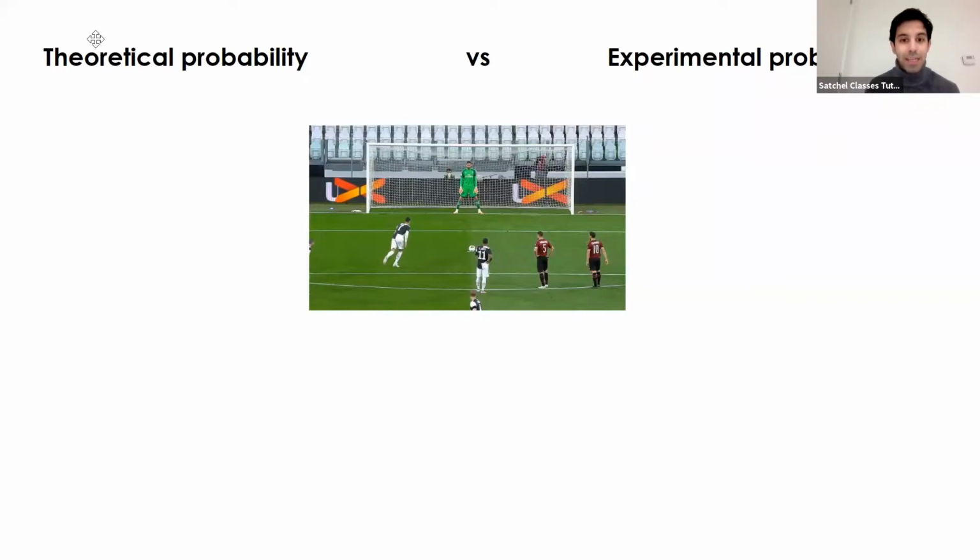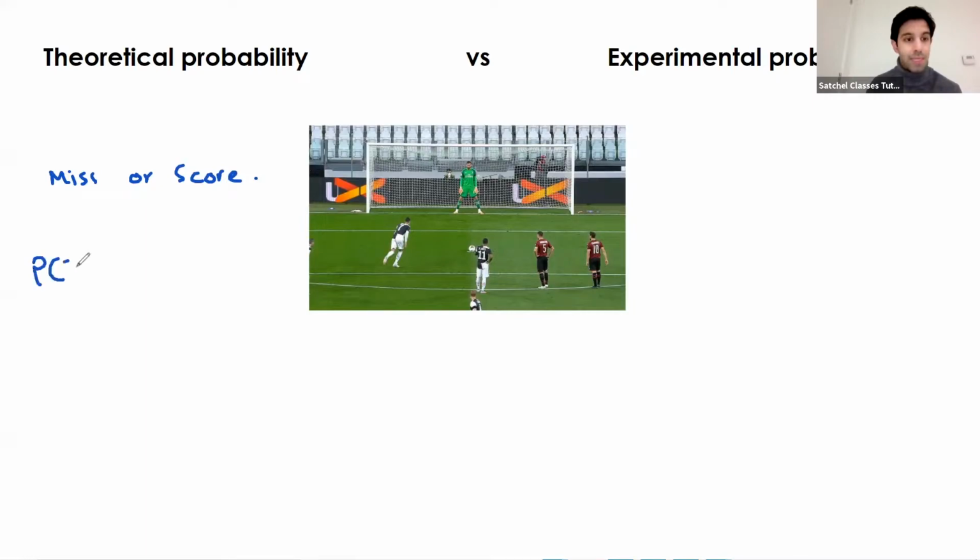We're not thinking about the skill of the goalkeeper. We're not thinking about the crowd. We're not thinking about the quality of our striker. We're just thinking, what are the two possible outcomes? Well, the two possible outcomes are either he scores or he misses. So we can say this is a 50-50 chance because he will either miss or score. So there are two possible outcomes.